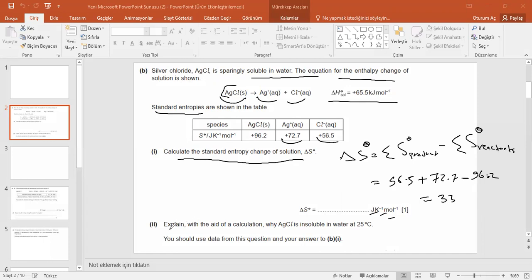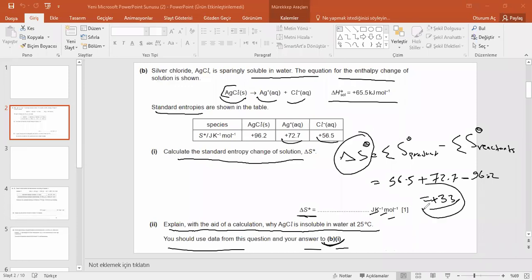We move to the next question. Explain with the aid of calculation why AgCl is insoluble in water at 25 Celsius. You should use the answer from here. So look, guys, the delta S was positive 33. So we found the value of delta S. It is given for us, it is positive 33.